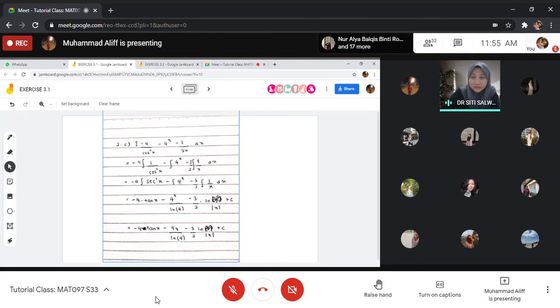Okay, the second term, like Alif said earlier, you have a formula. If you look back at your previous chapter, you integrate a to the power of x dx, and you will get a to the power of x divided by ln a. Which means here a is 4. So you have 4 to the power of x divided by ln 4. The last term, we integrate 1 over x. 3 over 2 is your constant coefficient. Integrate 1 over x, you will get ln x. Okay, any questions on this?